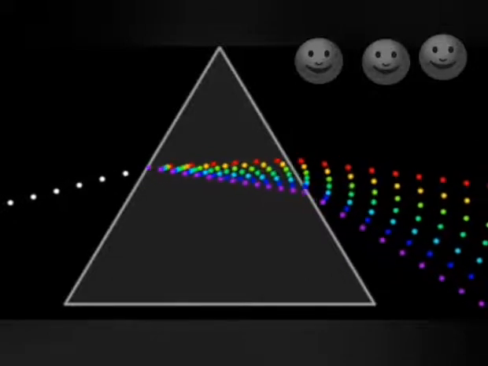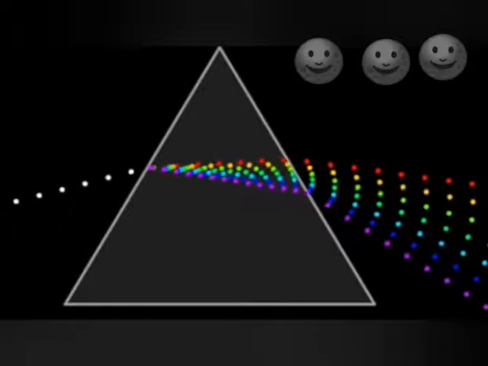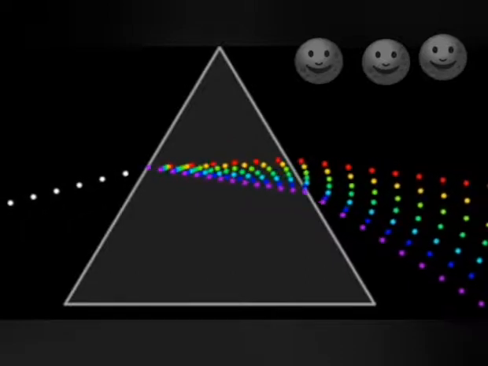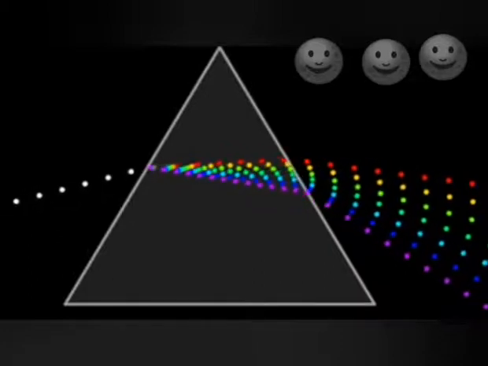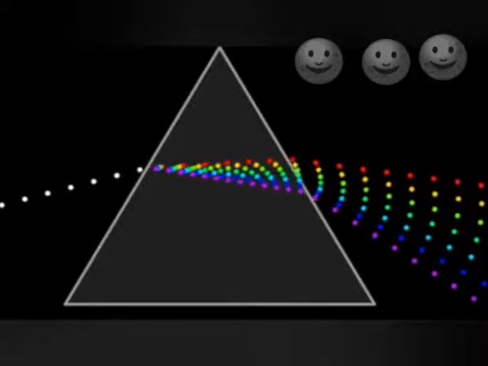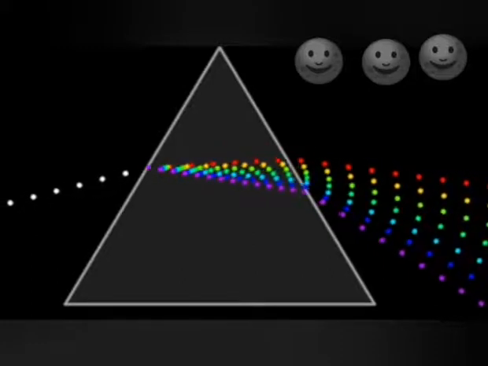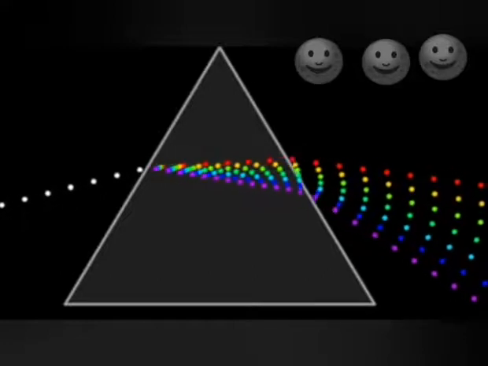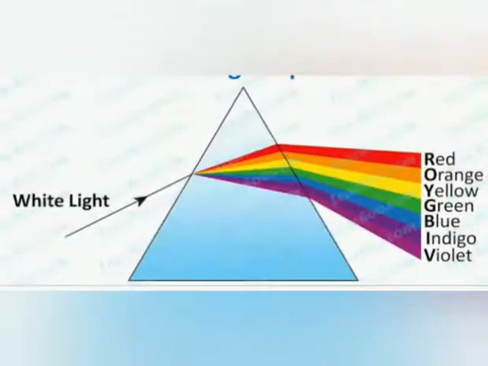Hello children, in the previous video we have studied different types of colors, the color of an object, and so on. Now in this video we will discuss the color of an object based on reflection and absorption. Before explaining this topic, we should know about light.